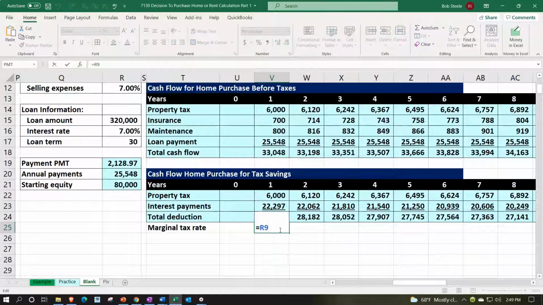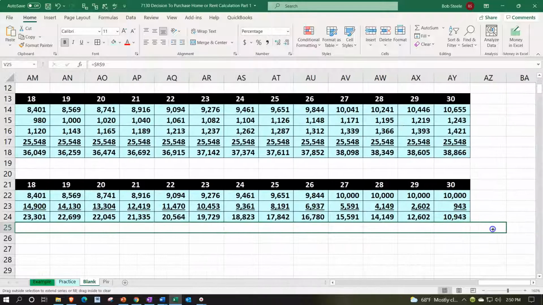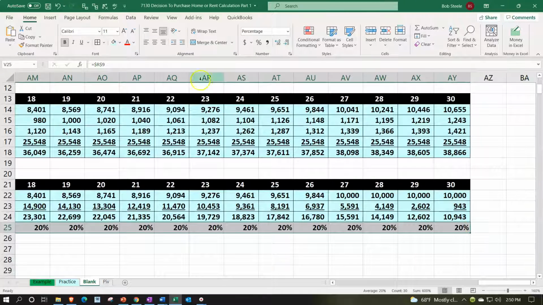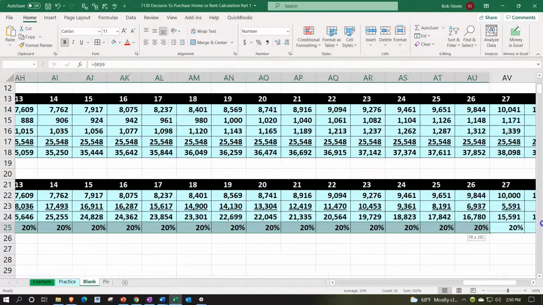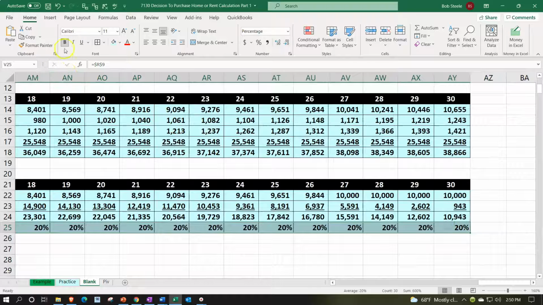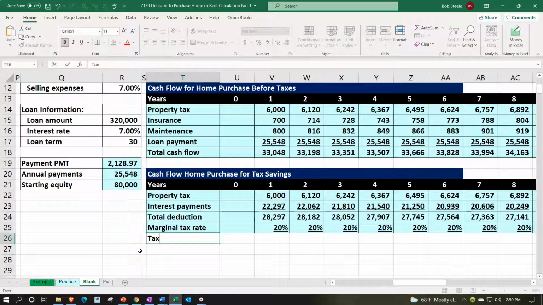That also needs to be absolutized, F4 keyboard, because it's in column R and not in our table. Copying it across. Let's blue and border. Let's blue and border here. Let's put an underline under the 20s. Underline for font's sake.